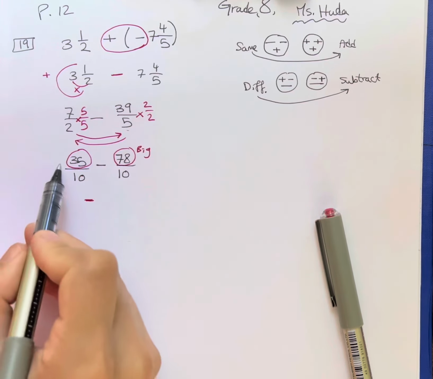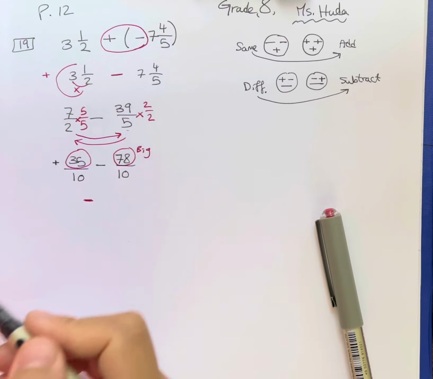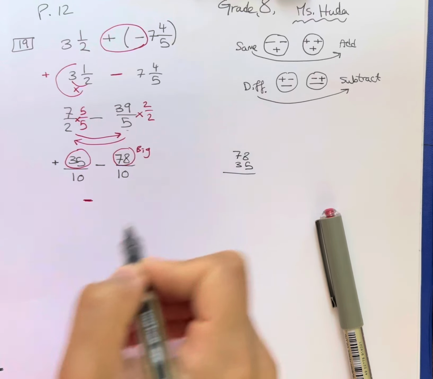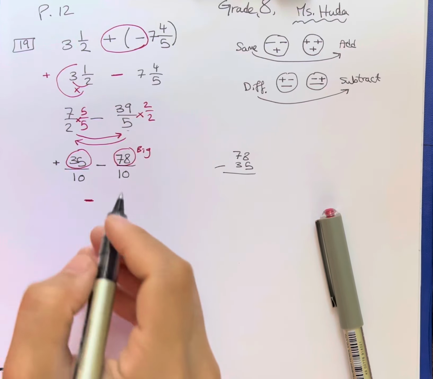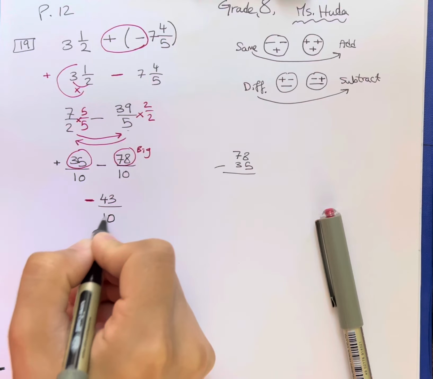Now here, this is negative. This in here, it's not written. That means this is positive. So different sign, I come and subtract them. So 78 minus 35. After I subtract them, I'll get how much? I'll get 43. So 43 over, I put back the same denominator.